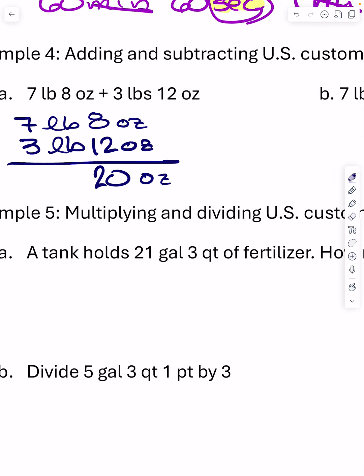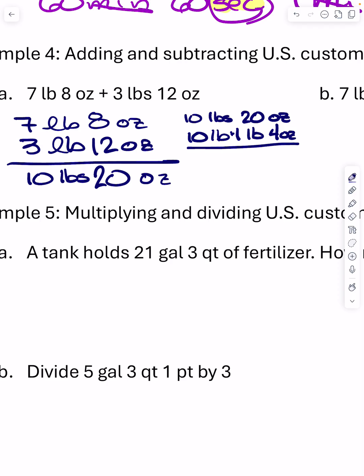Now we'll move over here. So right now I have 10 pounds, 20 ounces. We know the 20 ounces, though, is 1 pound, 4 ounces. 16 ounces make a pound. So I take those 16 out to make 1 pound. I got 4 ounces left. I now have 11 pounds and 4 ounces.